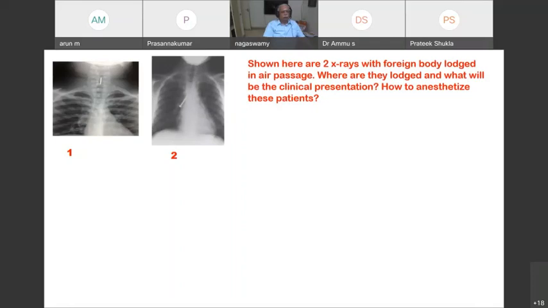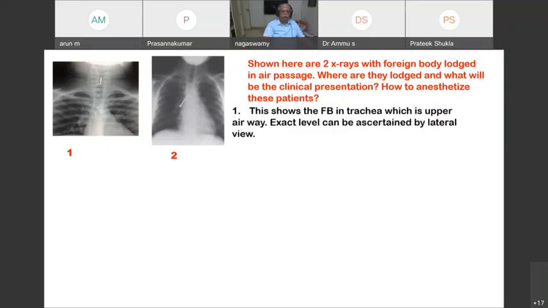So in picture 1, it's around the glottis, larynx, means just beneath the vocal cords, trachea. And the trachea, upper airway. What about the second one? So it has gone into the primary or secondary bronchus. Mostly the right side, right bronchus. Okay, very good. So this shows foreign body in trachea. This is in the airway.